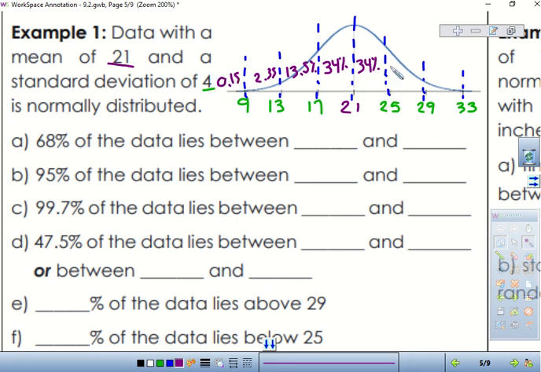And then it's symmetrical on the other side, so 13.5%, 2.35%, and 0.15%. So, where did you get those? Right from the notes, on the top right of your notes. Is that what it always is? Unless otherwise stated, yes, always. So it's always going to be 34, 34, 13.5, 13.5, and so on? Yes, as long as it's not otherwise stated.